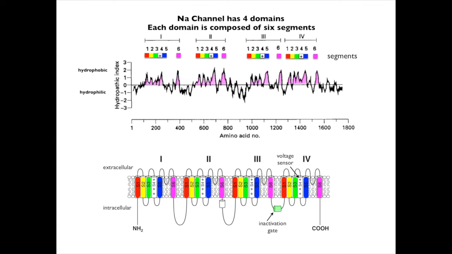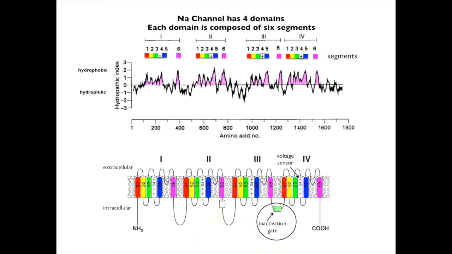But I would like to point out a few important features of the various segments. The first point is that the S4 segment in each of the 4 domains has positive charges. It contains mostly hydrophobic residues, but there are also positively charged residues located on every third amino acid. Notice it is the only segment with positive charges, and as we shall see, it is the segment that acts as the voltage sensor that operates the activation gate when the cell depolarizes.